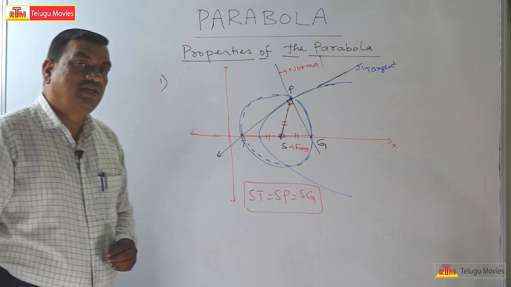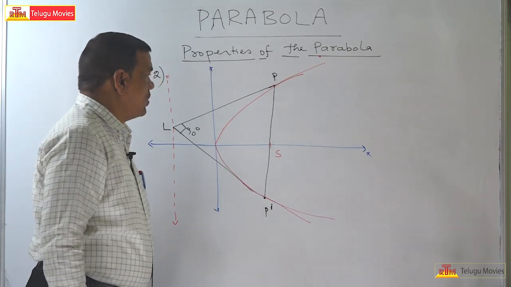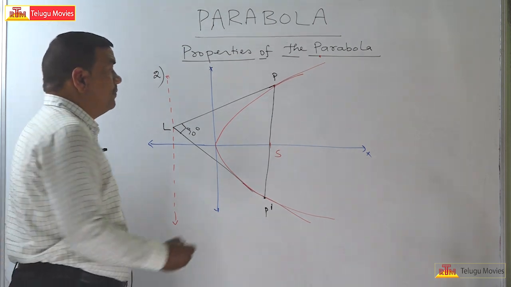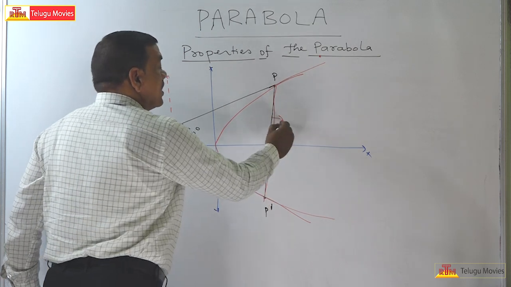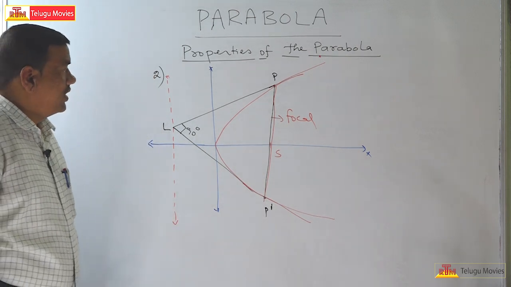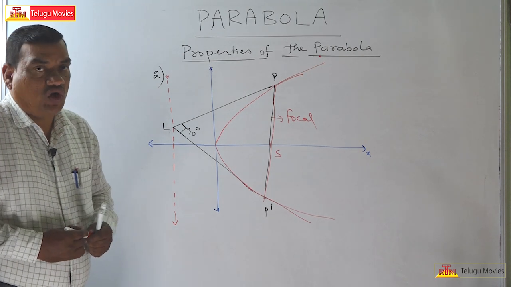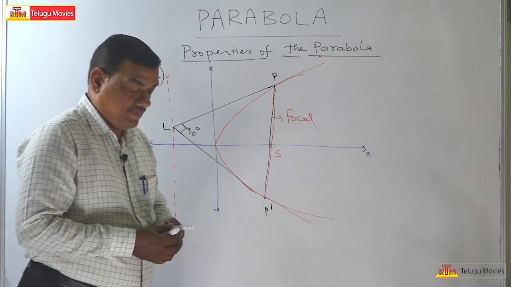Let us see one more property. It is also a very, very interesting property. PSP dash is a focal chord. P and P dash are the end points of the focal chord. That means P and P dash lie on the parabola.